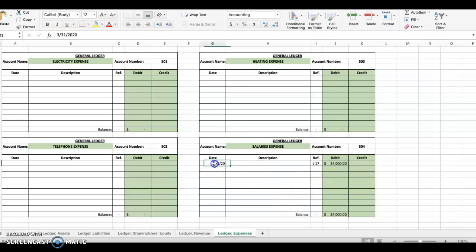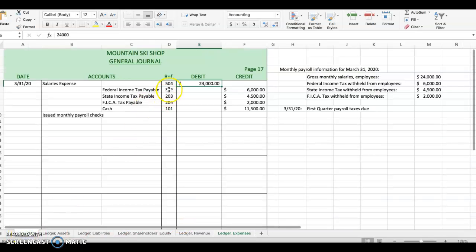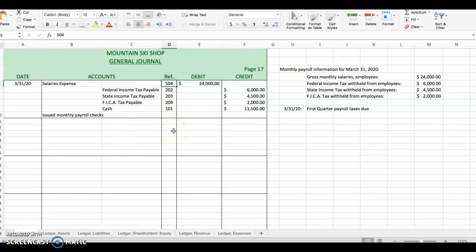At this point, though, just take a look at the debit of 24,000. Where did we get it? We got it from the journal, and so we take the account number 504, and it's back into the journal. And all of these are now credited. Now let's take a look at those.